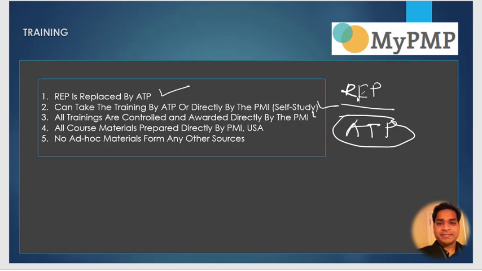Okay. Then the third point is all the trainings are controlled and awarded directly by the PMI, irrespective of whether you are taking the training on the self-study mode from the PMI or you are taking the training from one of the ATPs. The trainings are controlled directly by the PMI. And if you look at the course materials, even the course materials are given by the PMI. Even if you take the training from an ATP, ATP will not be able to give a course material to you on their own. They have to get the course material from PMI and they have to give it to you. That's why they will be charging some extra bucks for that.